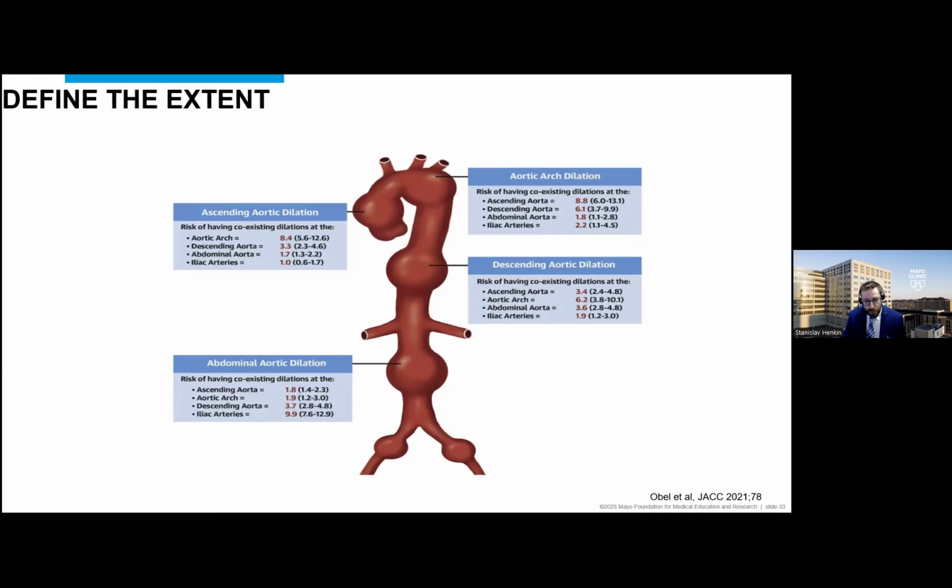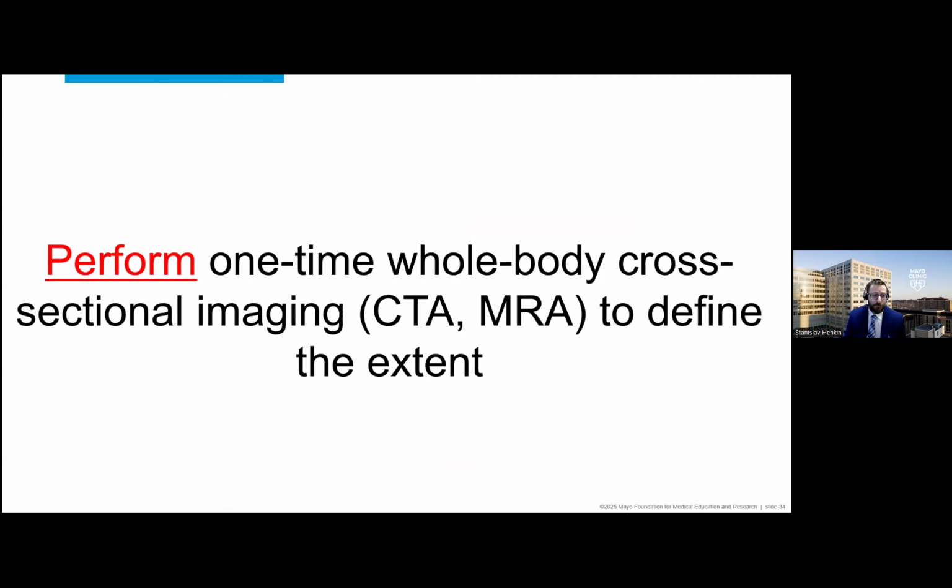So my suggestion, and this is my practice, is to perform one-time whole body cross-sectional imaging, CTA or MRA, to define the extent. And in these individuals, I do include head and neck at least one time as well, especially if there are multiple aneurysms in the aorta present, or somebody gives you a family history of cerebral aneurysms, strokes, things like that. Think about head and neck imaging as well.